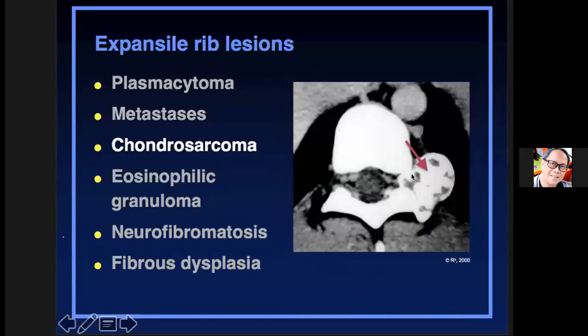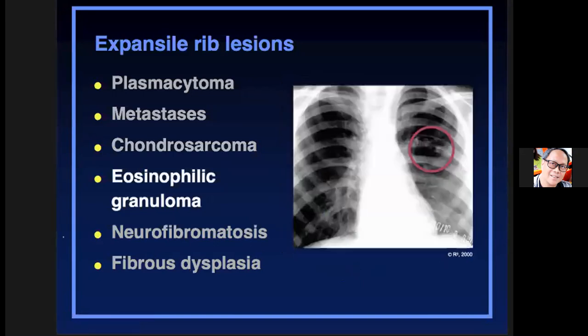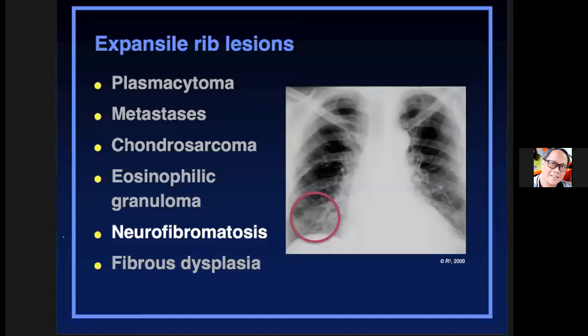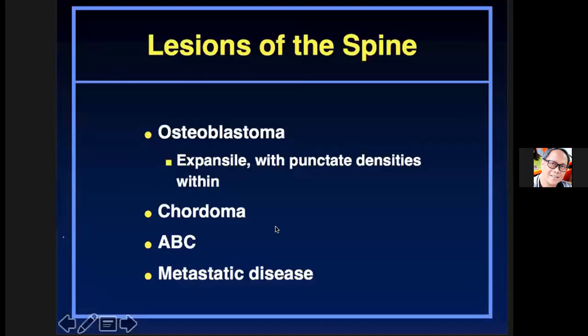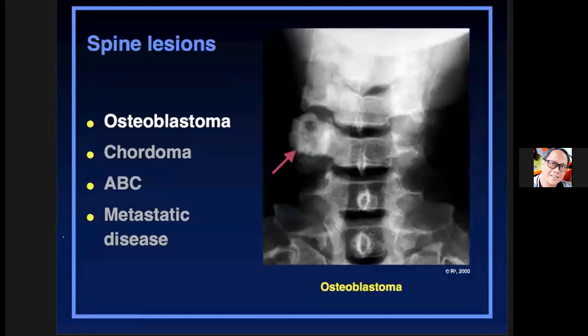Here you have what looks like the area near the neural foramen, no? And eosinophilic granuloma, again posterior rib involvement. Neurofibromatosis, and fibrous dysplasia also. So lesions involving the spine: chordoma, aneurysmal bone cyst, metastatic disease, osteoblastoma. So this is an osteoblastoma, right there.